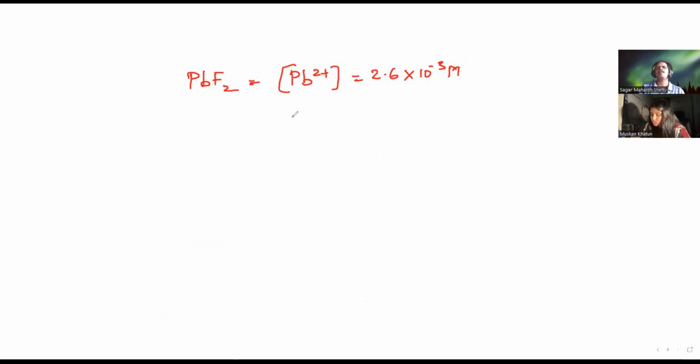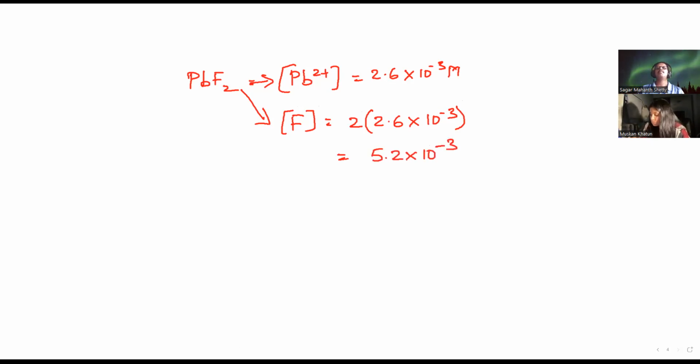Now, if I have to find out for fluorine as well, for fluorine, try to understand there are 2 atoms in it, not 1. So what I would preferably do here is I'll have to multiply this fluorine with 2. So that becomes 2 times 2.6 into 10 to the power of minus 3. So how much is 2 times 2.6? 26 plus 26 is 52. That is 5.2. So 5.2 times 10 to the power of minus 3 m. Got this? So now we have the values for lead as well as for fluorine.